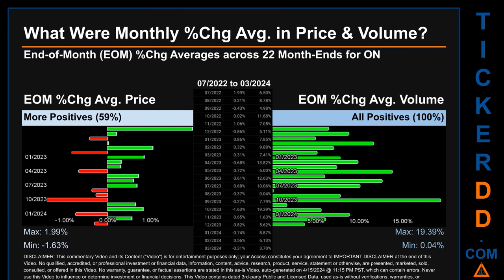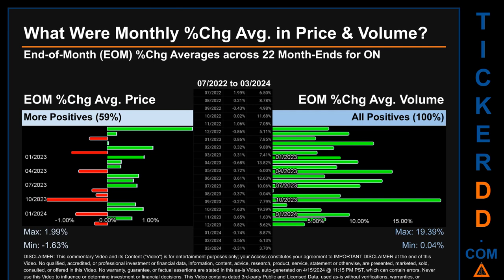From 07/2022 to 03/2024, 13 out of 22 month ends had a positive percentage change in average price. That is 59% of month ends saw a positive percentage change in average price. In terms of volume, 22 out of 22 month ends had a positive percentage change. That is 100% of month ends saw a positive percentage change in average volume.